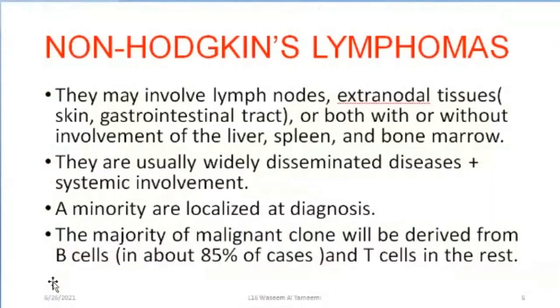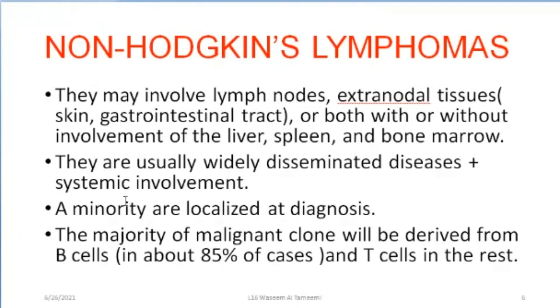Now, non-Hodgkin lymphoma. We said it is the most common type of lymphoma, representing approximately 70% of lymphomas. They involve lymph nodes or extranodal tissues like skin and gastrointestinal tract, or both, with or without involvement of the liver, spleen, and bone marrow. We agreed it is a widely disseminated disease, so it can involve any lymphoid tissue or nodal tissue. They are usually widely disseminated with systemic involvement.